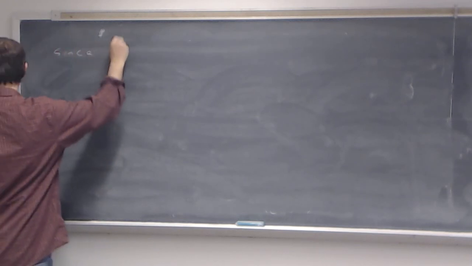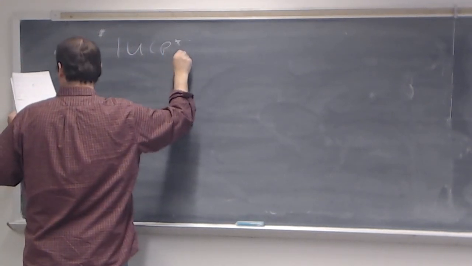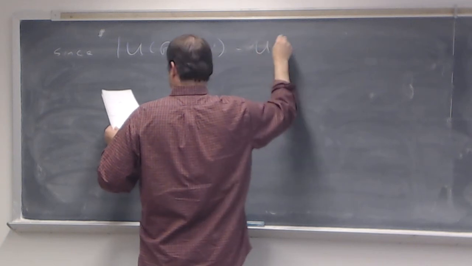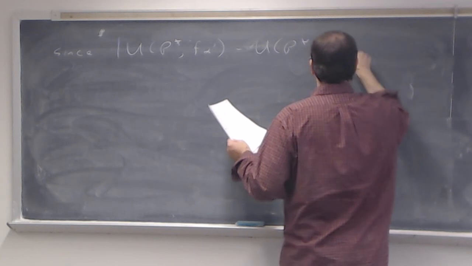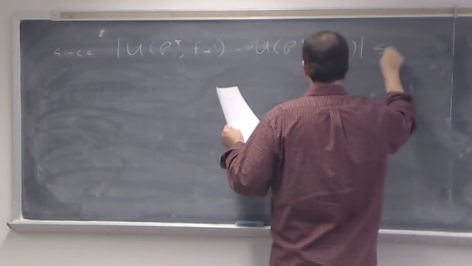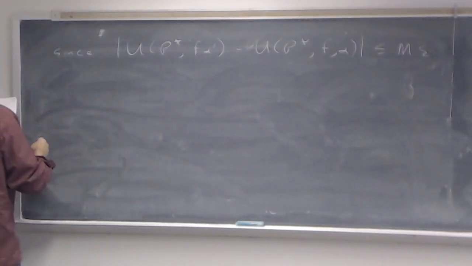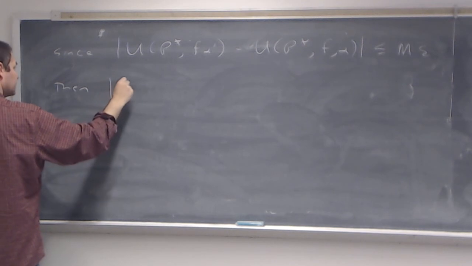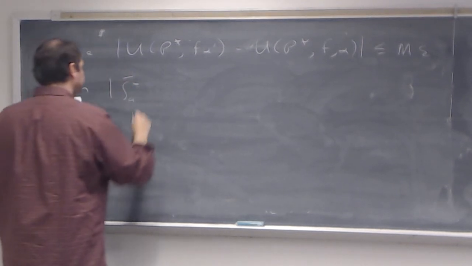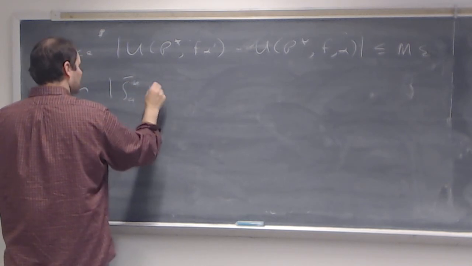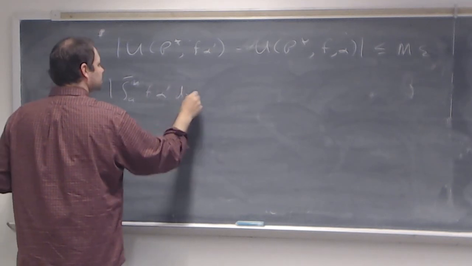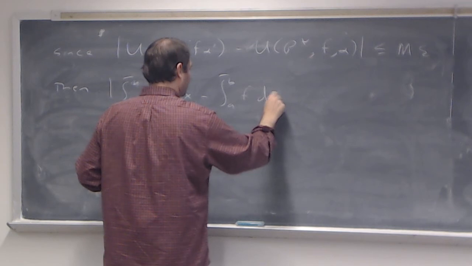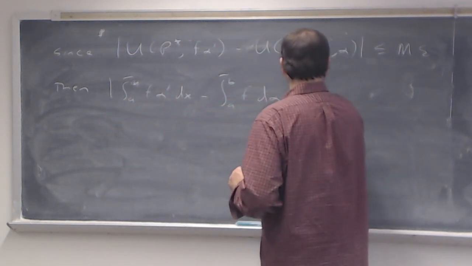So consequently, since we have this upper sum of P star, f, alpha prime, so that's the Riemann sum, minus the upper sum with P star, f, alpha, that's the Riemann-Stieltjes sum, is less than or equal to M times epsilon. Then that means that the absolute value of the upper Riemann integral of f alpha prime dx minus the upper Riemann-Stieltjes integral of f with respect to alpha is going to be less than or equal to M epsilon.